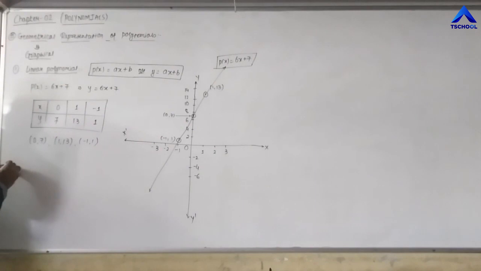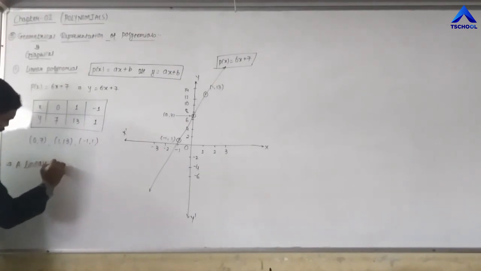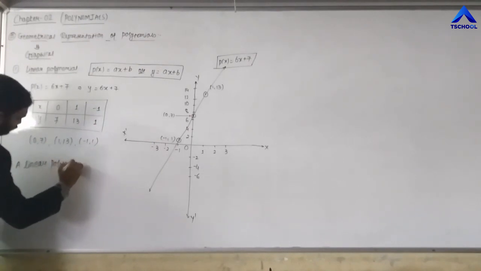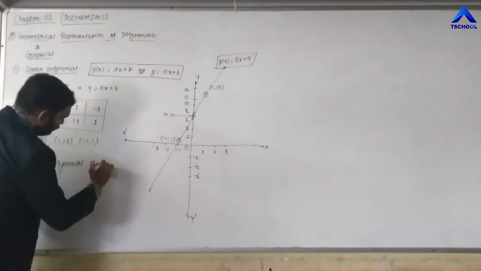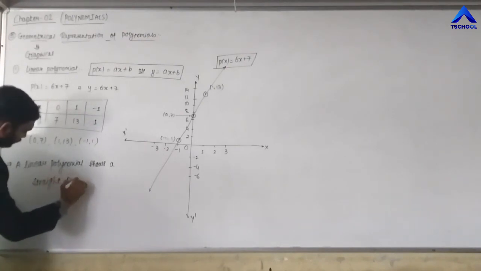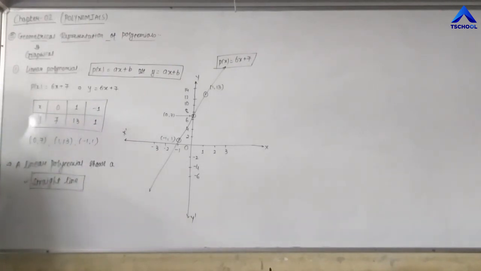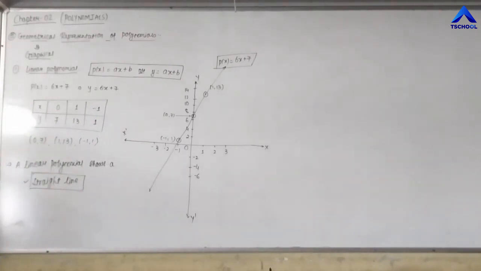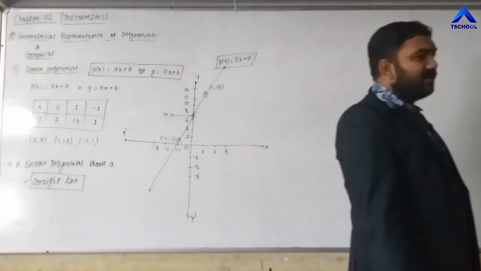So, what can you come to a conclusion? That a linear polynomial shows a straight line. This can be asked in a 1 mark question. Right? What does a linear polynomial show? A linear polynomial shows a straight line. The nature of a linear polynomial will be a straight line.